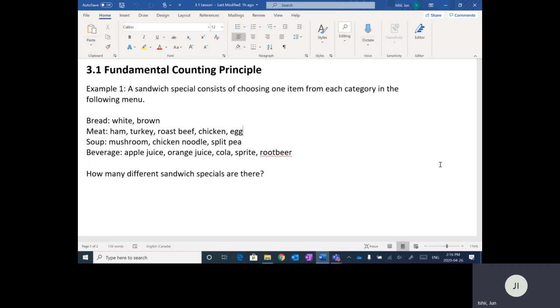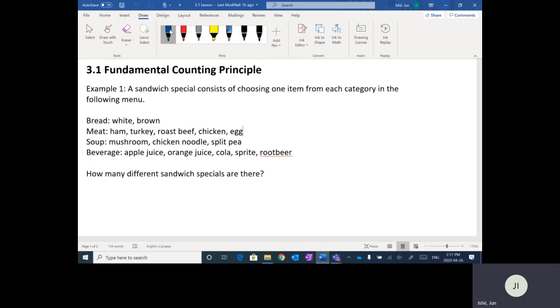Let's say we have a sandwich special, and it consists of choosing one item from each category in the following menu. You can choose from the bread, the meat, the soup, and a beverage. You're going to pick one of each, and we want to know how many different sandwich specials are possible. The way that you would get the total number of possible specials, and you may have already figured that out intuitively, is that you multiply the number of options in each category. For this example, we have 4 categories.